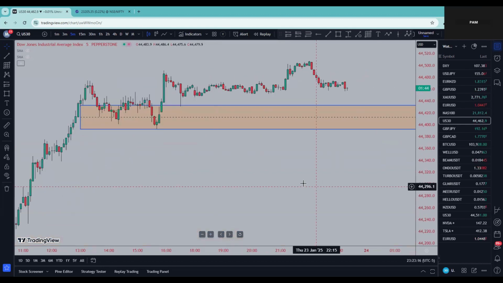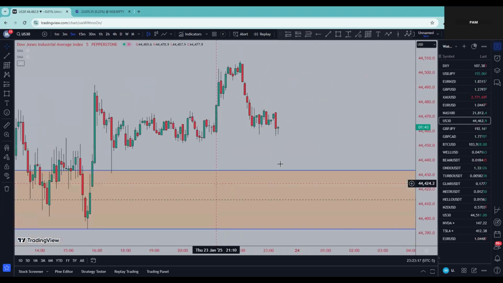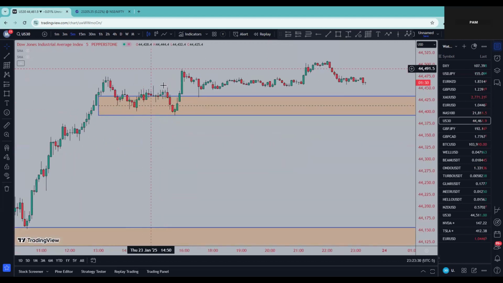What's the first thing we look for? We wait for price to mitigate this order block, this 1 hour order block, and give us a 5 minutes change of character. Let's see an example here. I think price did something like that here. It mitigated the order block. This could give me a buy opportunity.